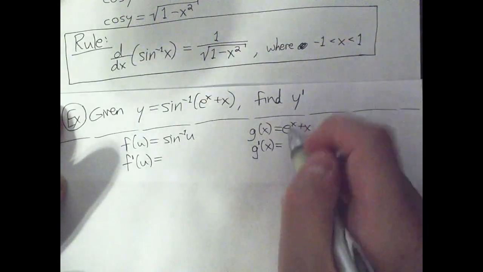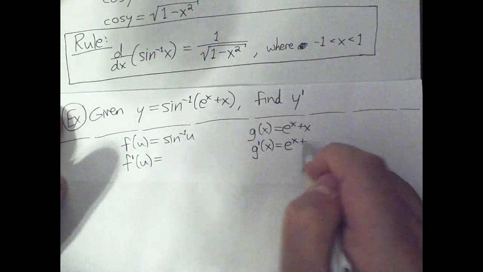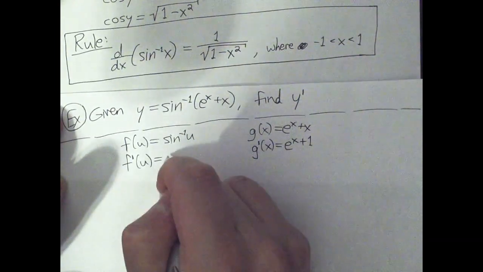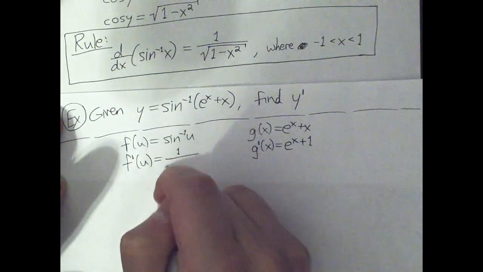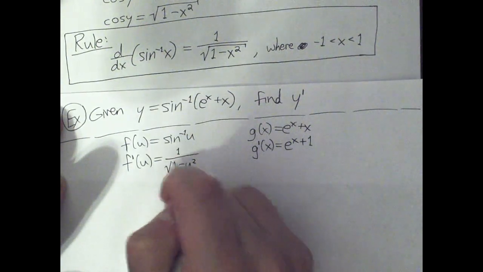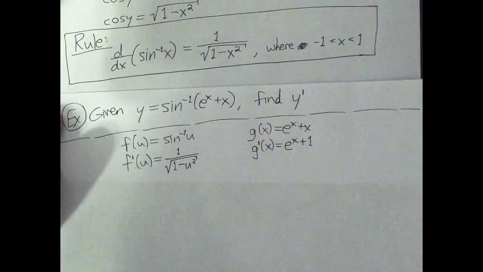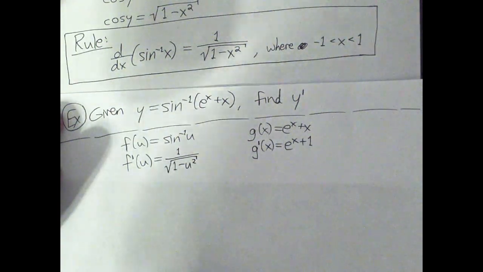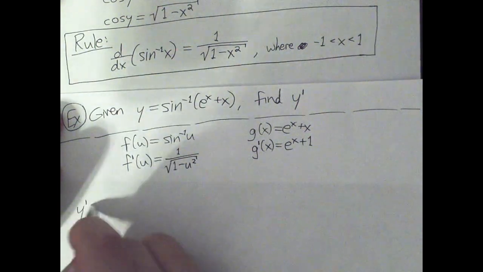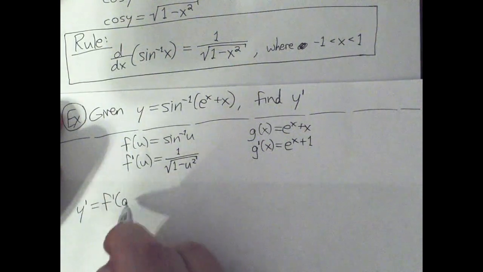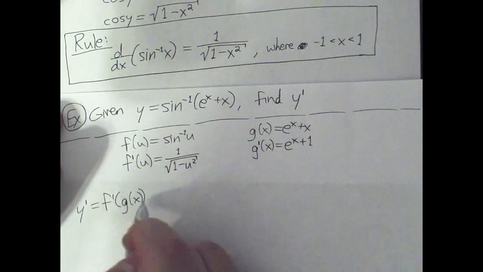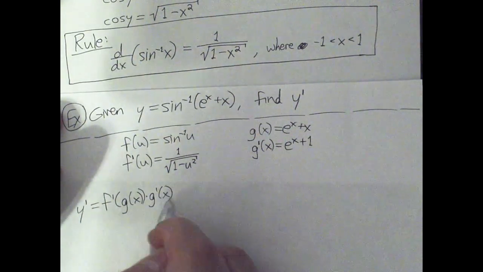Maybe I'll talk about that afterwards. But this is e to the x plus 1, and this is 1 over square root of 1 minus u squared. What does the chain rule formula tell us? F prime of g of x times g prime of x. All right.